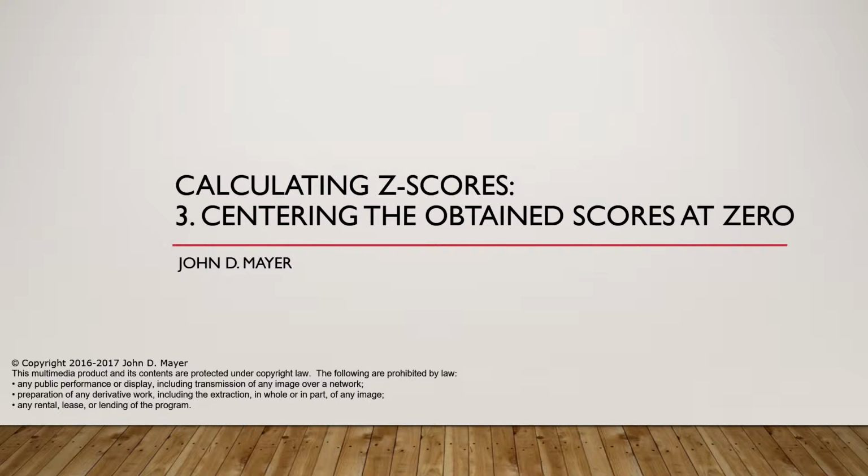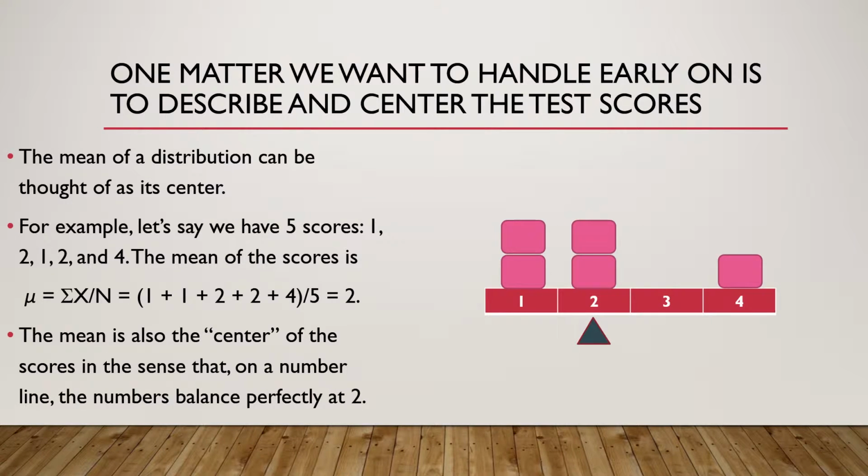One of the first things we'll want to do once we've obtained scores from our test takers is to convert the scores so that the set of them has a mean of 0. So the mean of a distribution can be thought of as its center. For example, let's say that we have 5 scores, 1, 2, 1, 2, and 4 from 5 test takers.